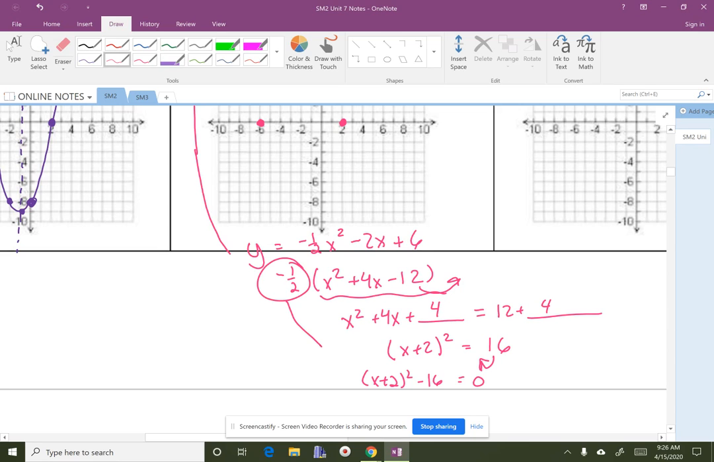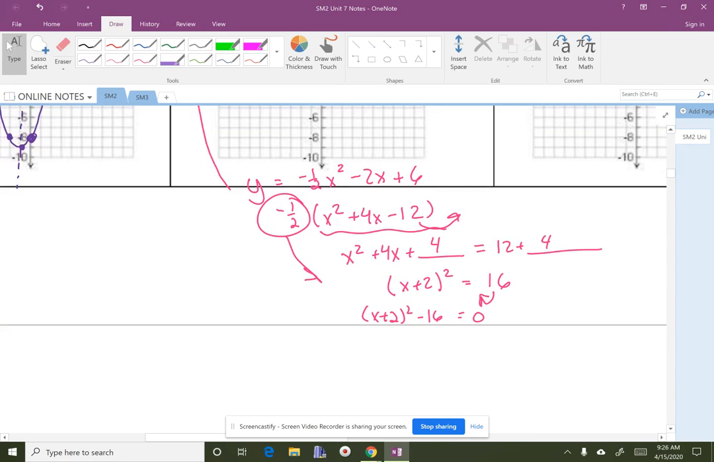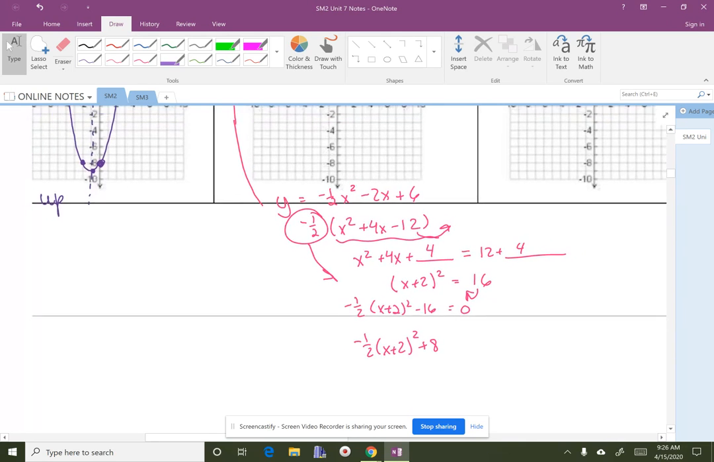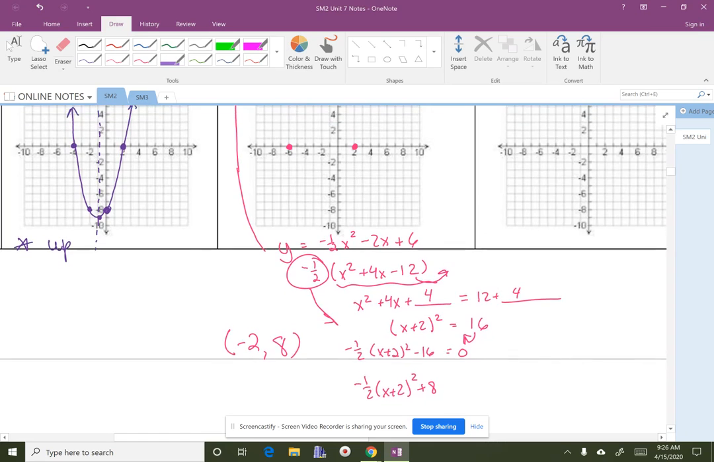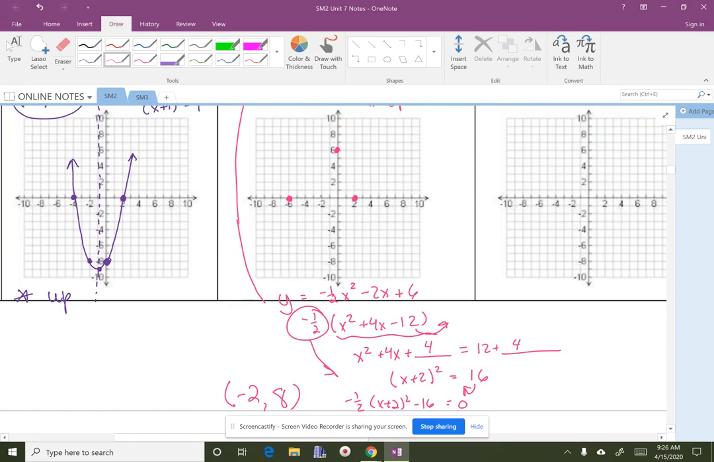And then I need to re-put in that -1/2 to both things. So I get -1/2. And if I multiply that by -1/2, I get -1/2 (x plus 2) squared. And then -16 times -1/2 is plus 8. So my vertex is going to be at (-2, 8). So I go to -2 up to positive 8. Okay, and that my axis of symmetry is going to be at x equals -2.